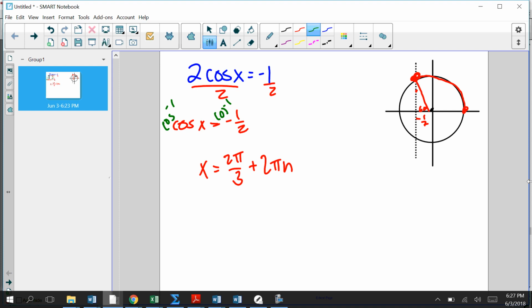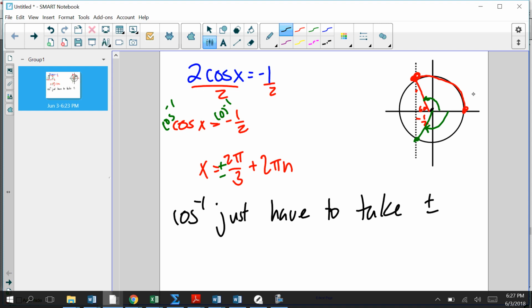Now, there is a second place on the function. If we looked at the graph, there are two places it could be, but look where that other one is right there, which is a lot easier if I just go this way because it's going to be the same angle, same size, same measurement as that one, but negative. It's going clockwise. So the only difference is I have a negative 2 pi over 3 angle as well. But to generalize with inverse cosine, I have to take the plus or minus. Whenever you find that first angle, you just do plus or minus, and that'll find the second angle for you.